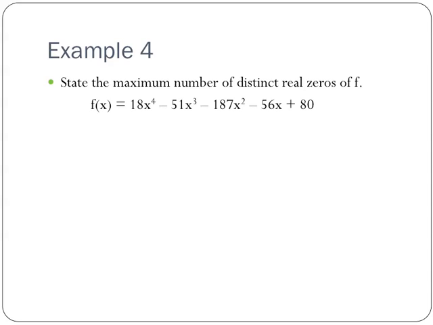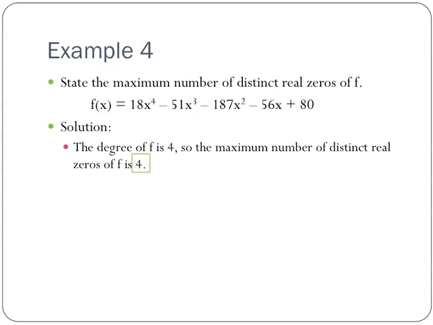So in example 4, state the maximum number of distinct real zeros of f. So f of x is given to you here. Since this is a degree 4 polynomial, the maximum number of distinct real zeros of f is 4. That could mean that it only has 3 distinct real zeros, but at most it can only have 4. It definitely has 4 zeros, but notice that the word distinct is in there.